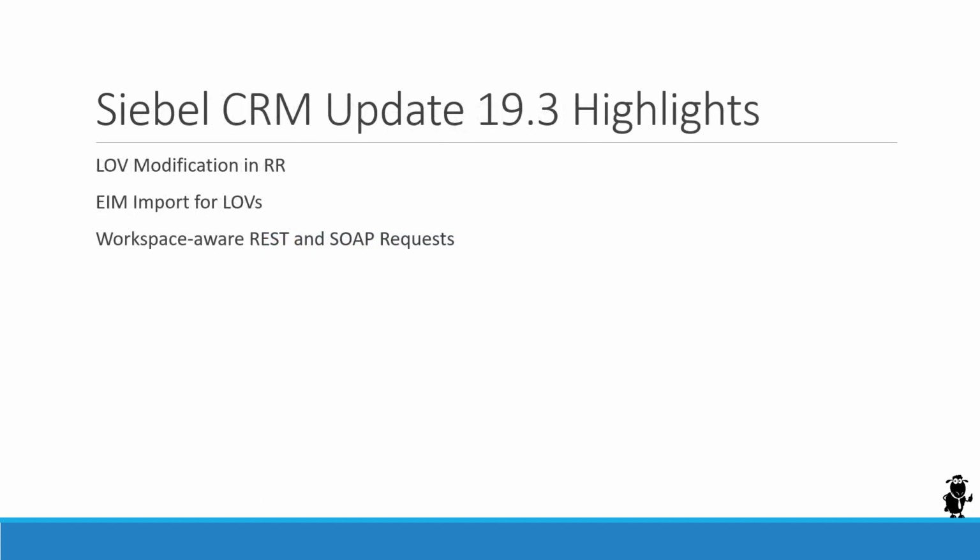In March 2019, Oracle delivered the update 19.3, and this included the following highlights: LOV modification in runtime repository environments, EIM import for LOVs, and workspace-aware REST and SOAP requests.